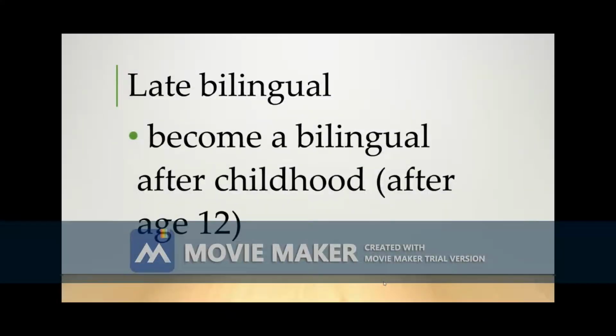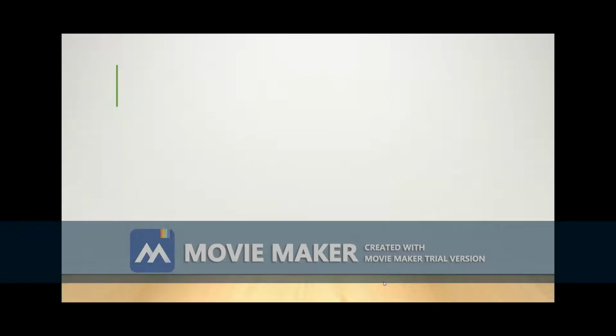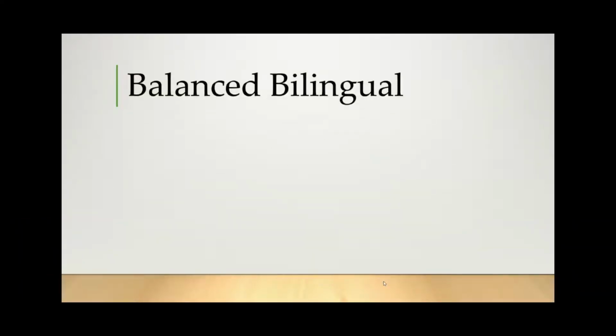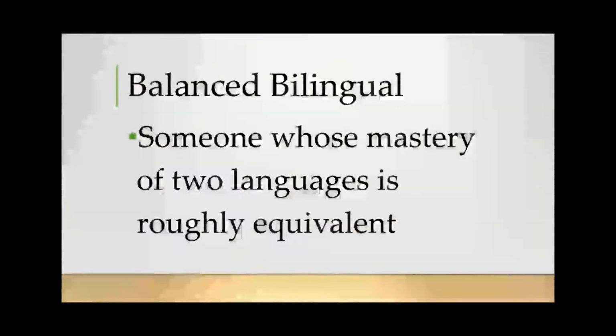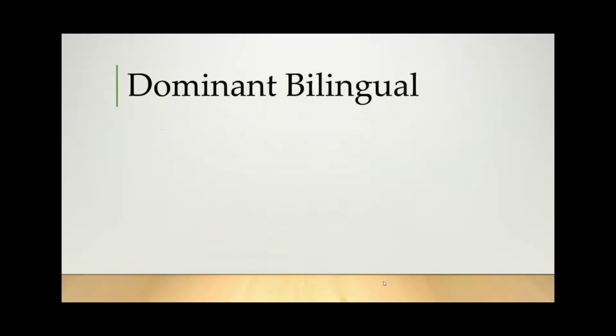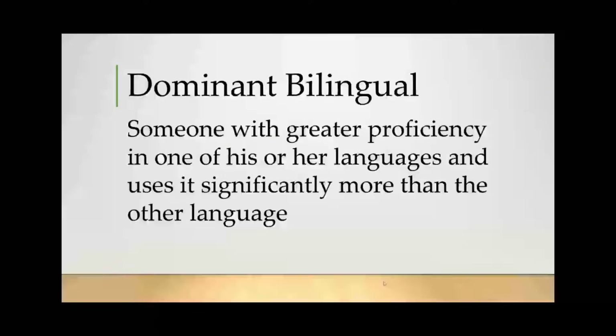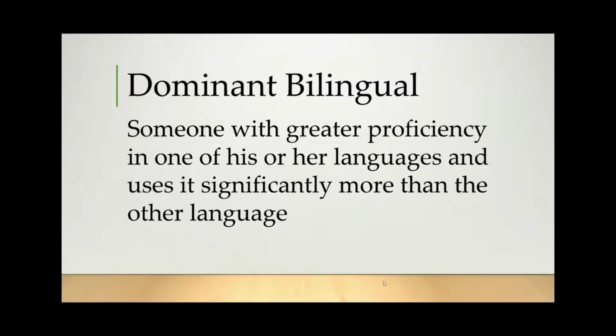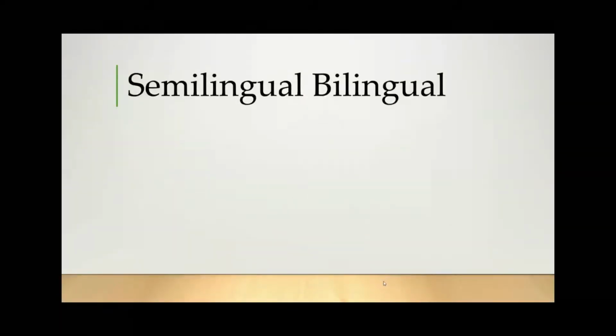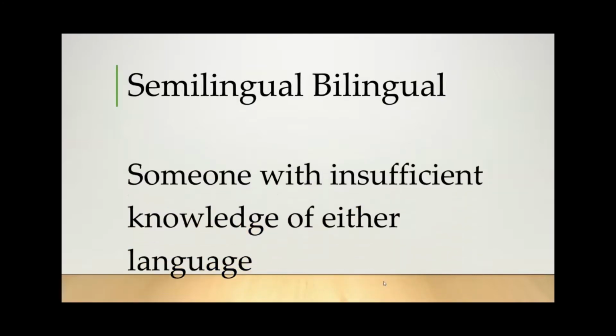Next is balanced bilingual. Someone whose mastery of two languages is roughly equivalent. Next is dominant bilingual. Someone with greater proficiency in one of his or her languages and uses it significantly more than the other language. Next is semilingual bilinguals. Someone with insufficient command of either language.